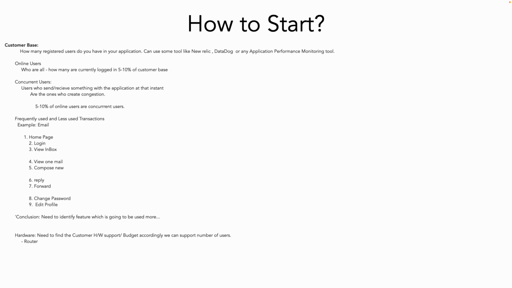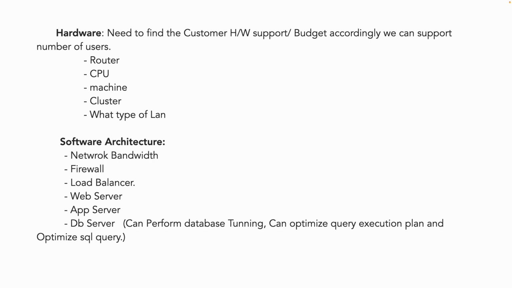Okay, and the last thing, the hardware, is also one of the most important things, right? For this number of users, how much hardware support do we require? The budget also we need to understand, the routers. If you are in the cloud, how many pods, how much RAM, how many cores, CPUs you need to allocate. That thing we need to understand, okay. So I need to identify the hardware support and budget according to routers, CPU, machines, clusters.